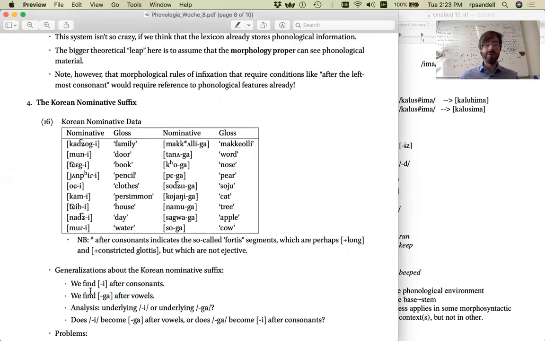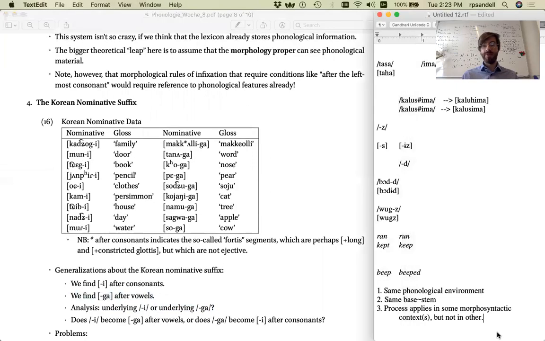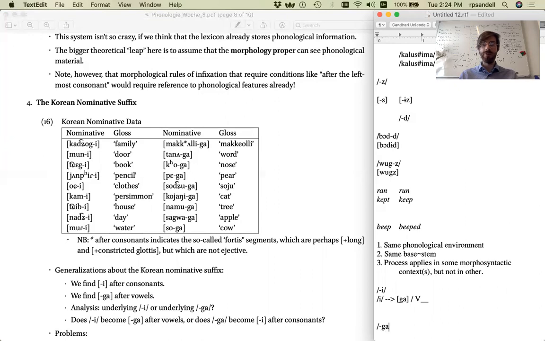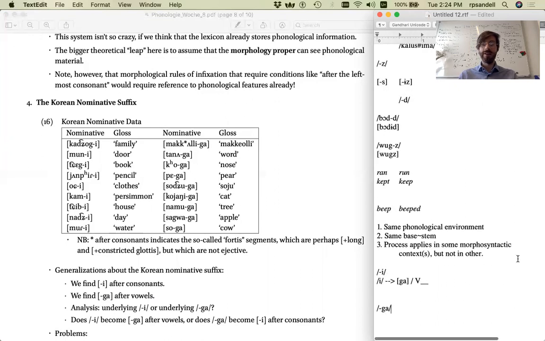In such a case, in terms of trying to account for this allomorphy phonologically, we could assume that the suffix is underlyingly e, or the suffix could be underlyingly ga. And then, depending on what we assume the underlying representation is, we can write a corresponding rule. So if the suffix is underlyingly e, then we need a rule whereby underlying e is transformed into ga following a vowel.